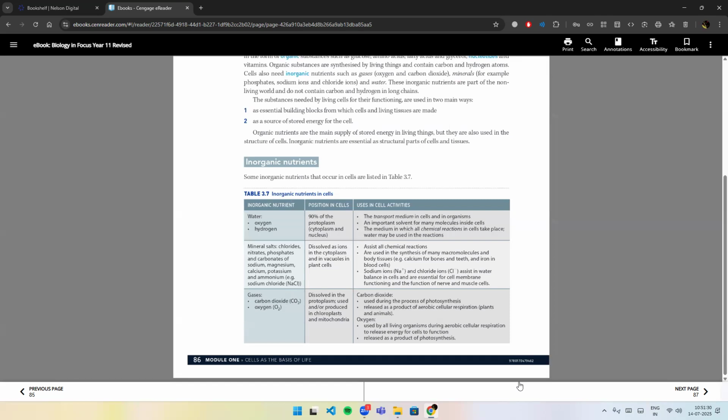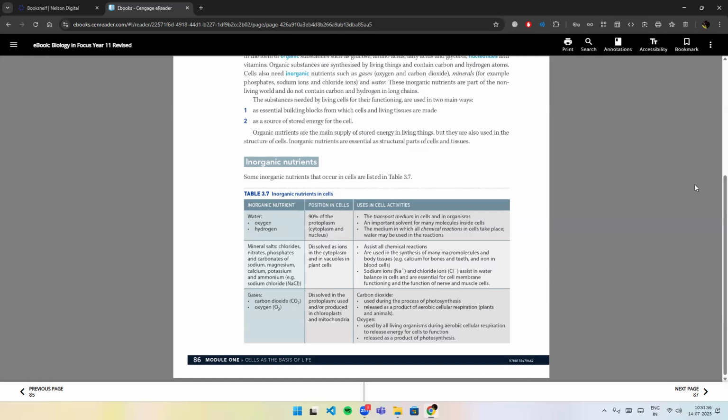The substances needed by living cells for their functioning are used in two main ways: as essential building blocks from which cells and living tissues are made, and as a source of stored energy for the cell. Organic nutrients are the main supply of stored energy in living things, but they are also used in the structure of cells. Inorganic nutrients are essential as structural parts of the cells and tissues.